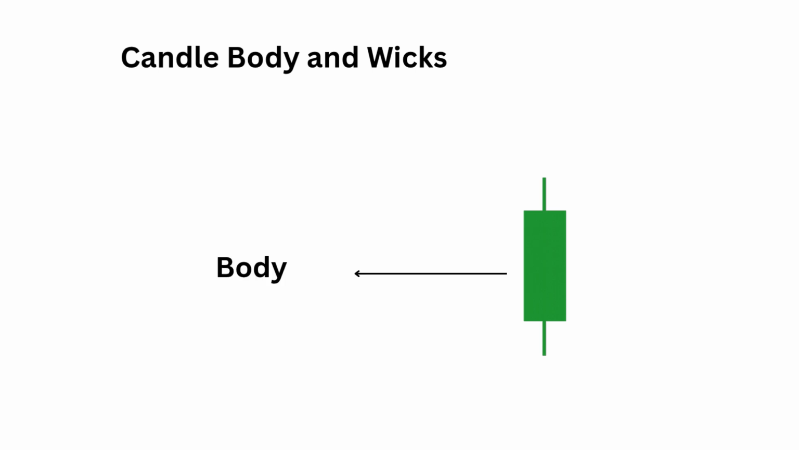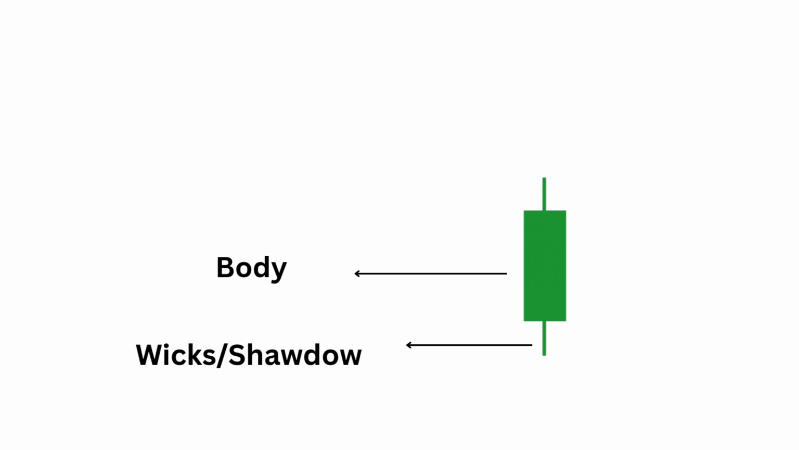Candle body and wicks. Every candlestick has two parts. The thick part is called the body. The thin lines above and below are called the wicks or shadows. The body shows the difference between the opening and closing prices. The upper wick shows how high the price went. The lower wick shows how low the price fell.